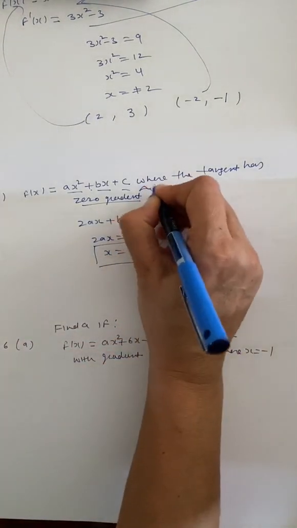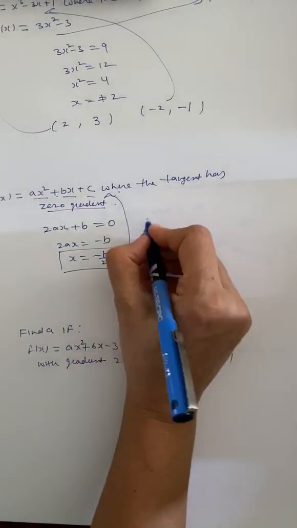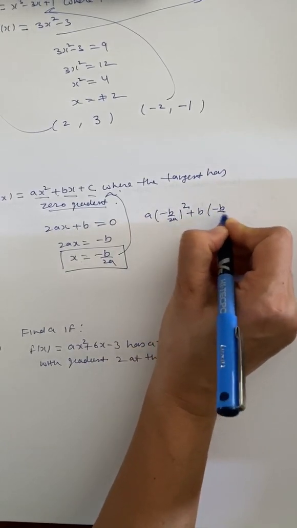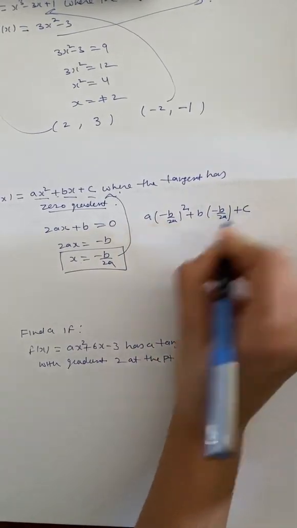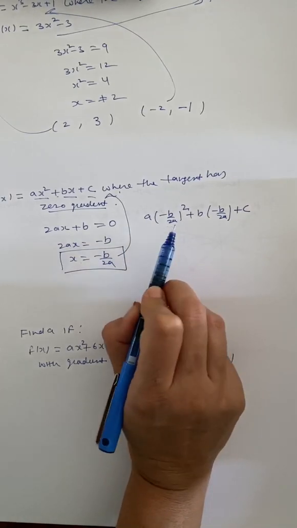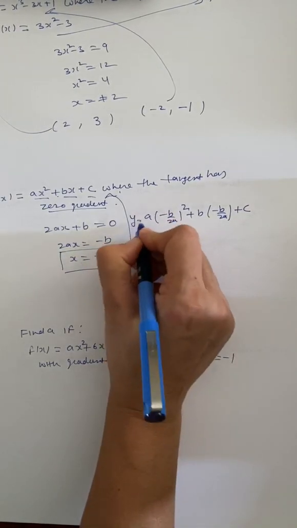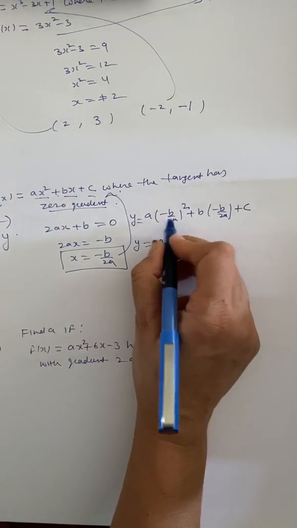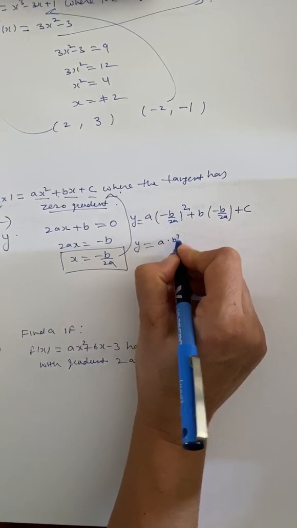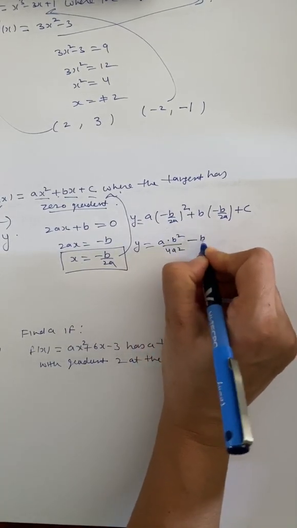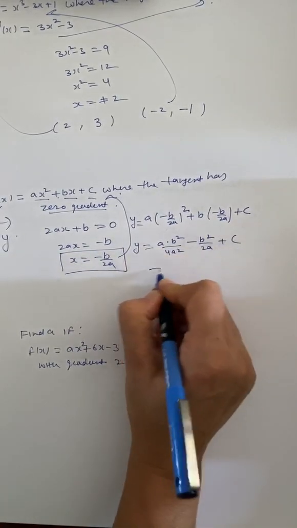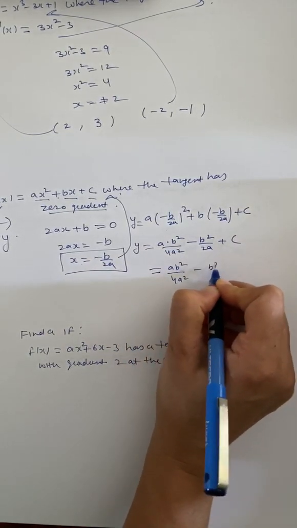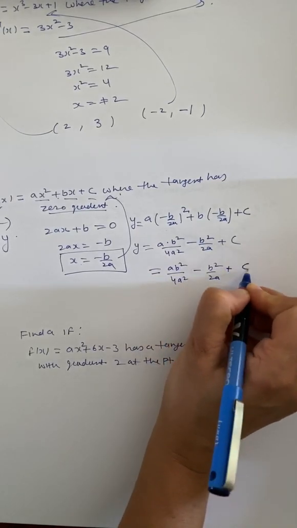And now you will go and substitute here. So this you cannot do with a calculator, so I will show you how to do it by hand. So this is a, b into, use brackets, because whenever you have a negative number or negative expression, always make sure you use brackets. So this is your y coordinate. So y, remember f of x is same as y. So this is a, because it's whole square, so this becomes a b squared over 4a squared minus b squared over 2a plus c.